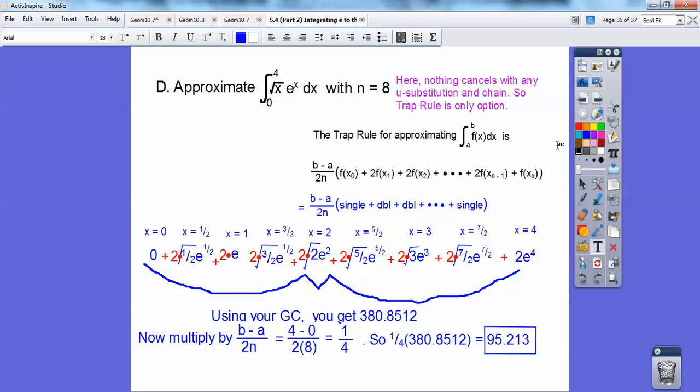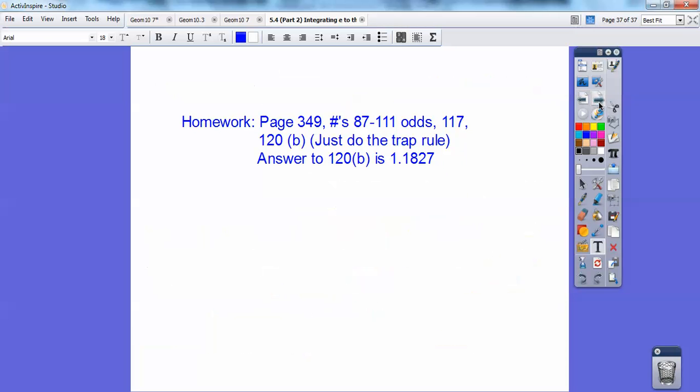And speaking of homework, if you're in my class, I would assign that one right there, okay? And then 120b, just do it by the trapezoid rule, all right? And then so there's the correct answer on that.